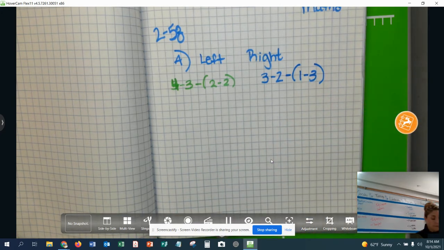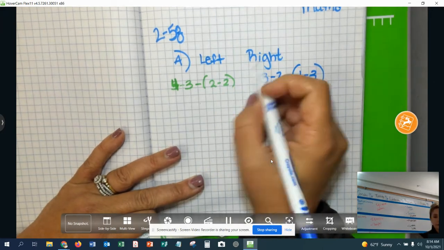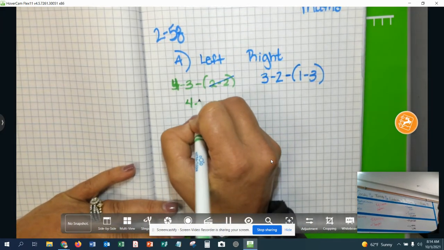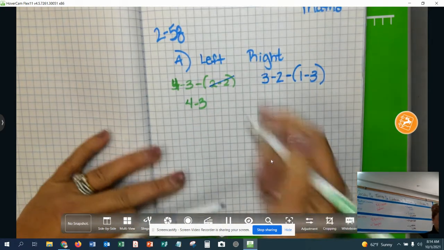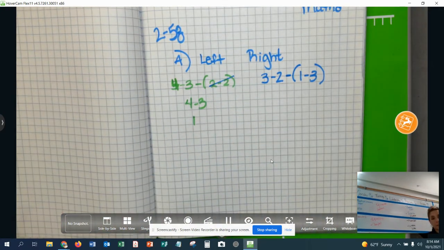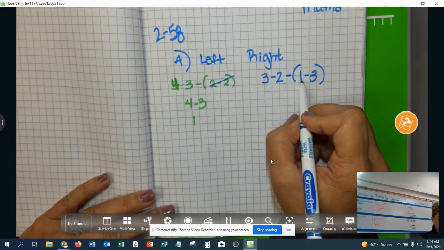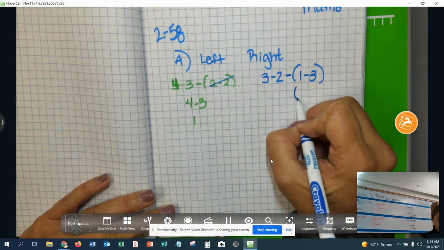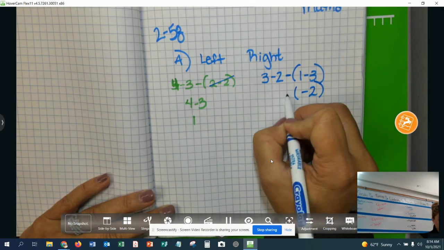Okay. Now what you should be doing when you look at these, deal with the parentheses first. Is there anything that you can simplify? Well, in the left-hand side, you have 2 minus 2, which makes 0, so we can cut that out, and we can just deal with the 4 minus 3. And if we complete that, 4 minus 3 equals 1. So the left side is now complete. In this parenthesis, you have negative 3 plus 1, which is 3 minus 1. And it's going to be a negative 2.